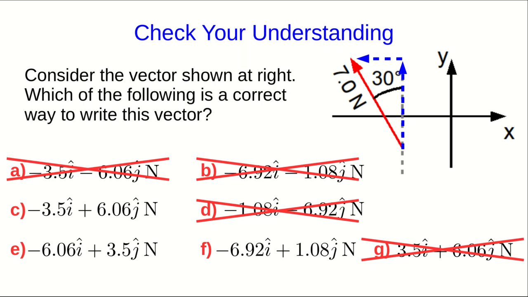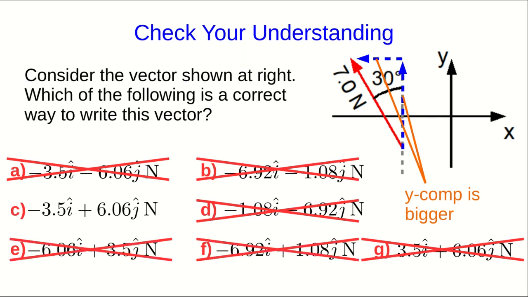Furthermore, notice the vector is drawn in roughly the right direction. And notice that the y component definitely has a bigger magnitude than the x component. Well, that eliminates most of the other options. And so we've already come up with the correct answer without doing any calculation at all.